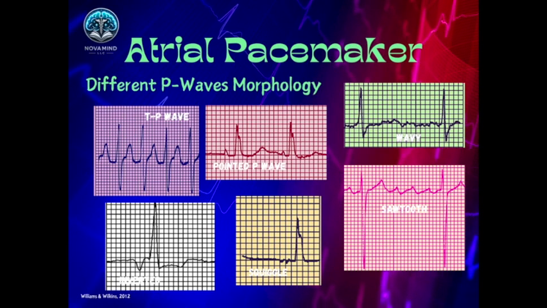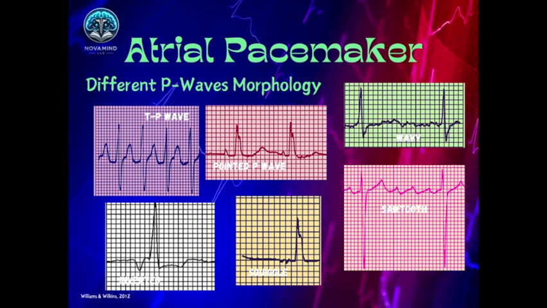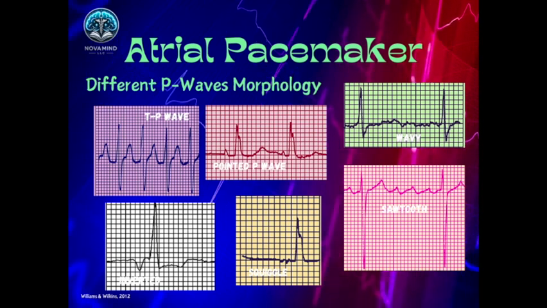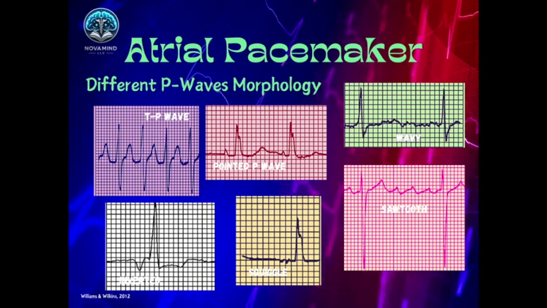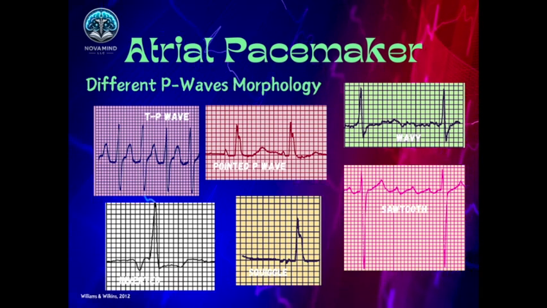Let's talk about atrial pacemakers. The morphology of P waves can vary significantly depending on the pacemaker site within the atria. Let's take a look at some examples of atrial P waves displayed on the screen. Starting with the TP wave.